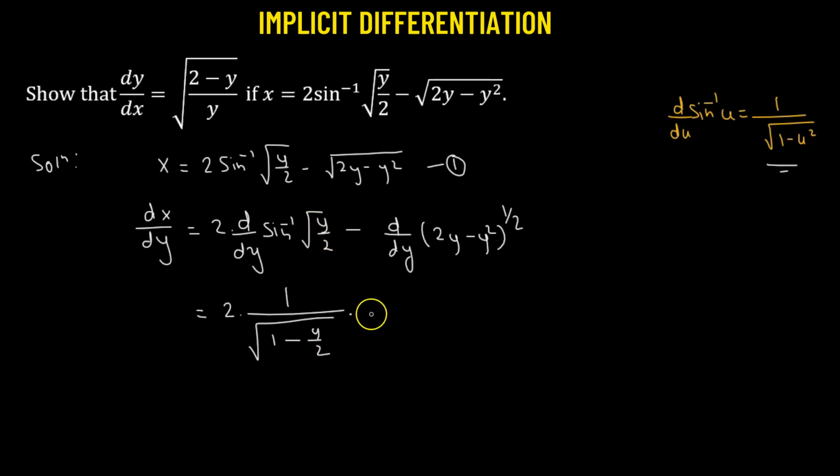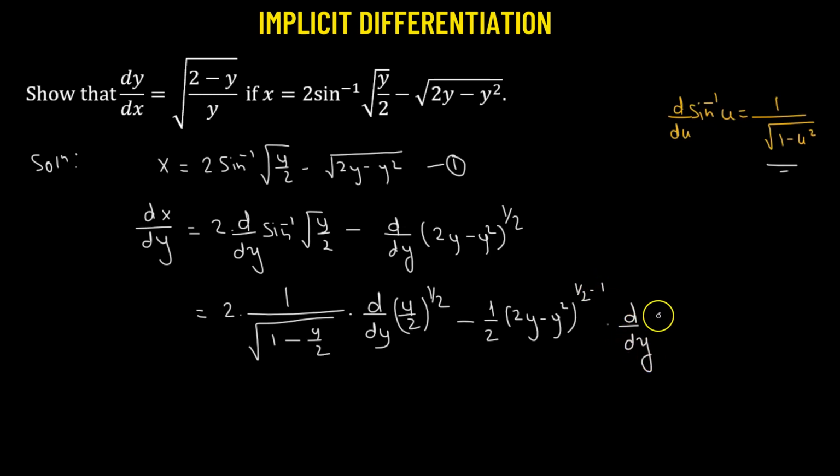This will be now multiplied by, we'll have to use the chain rule, the derivative with respect to y of the argument of the inverse sine function, which is y over 2 raised to the power of 1/2, minus. Now we'll apply the power rule to get half multiplied by 2y minus y squared raised to the power of half minus 1. Then we use the chain rule to multiply it with the derivative with respect to y of 2y minus y squared. So this is the derivative of x with respect to y.